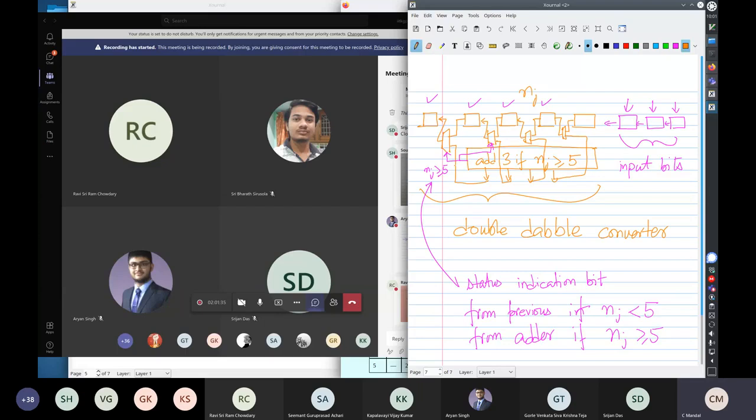Previous one means you could have another such block. If this is the rightmost bit, then of course it will get it from here only. Otherwise from a similar circuit on this side. So all of these 4 bits are controlled by this. Yes, sir, that is fine.